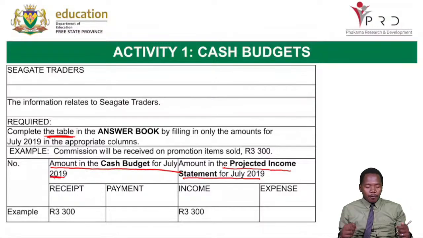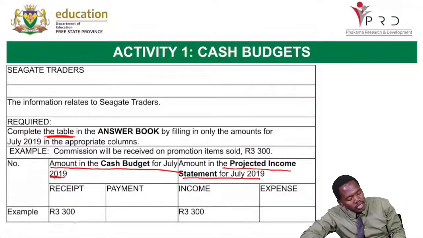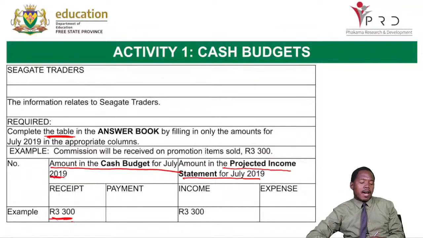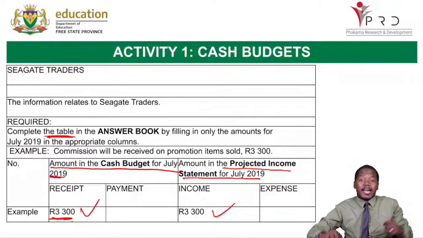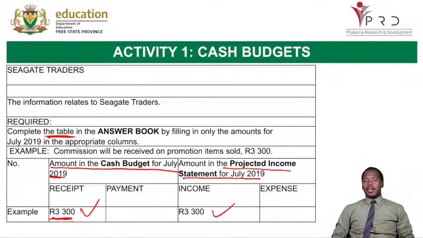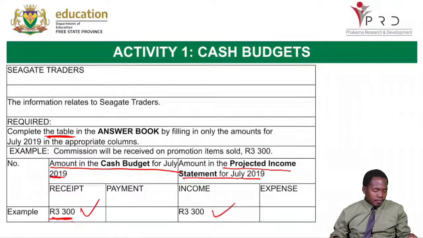Now let us see if we're listening earlier on. So commission that will be received, it is going to be a receipt, so it's part of my cash budget. Also, it is an income for the current month. It belongs to this month. So we record on both. So it affects both. Okay?